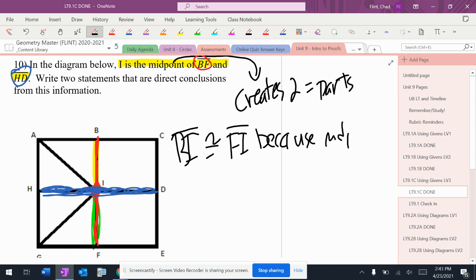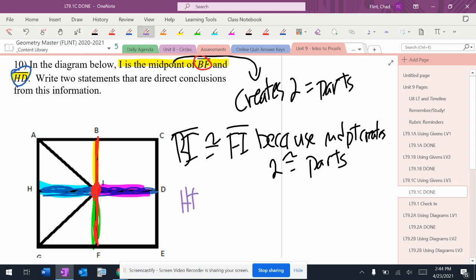Because the midpoint creates two equal parts, two congruent parts. Two equal parts is fine. All right, and then it also tells me that that side is the same as that side. So HI is congruent to DI, and the same reason.